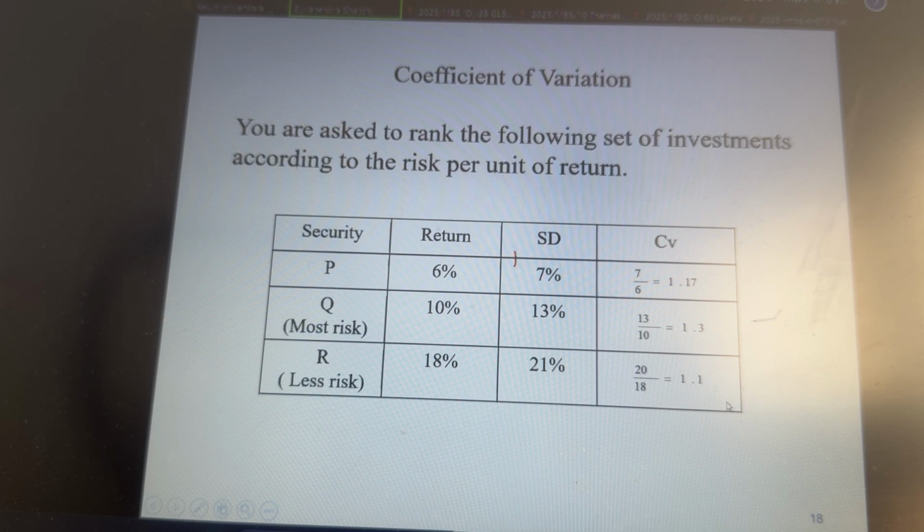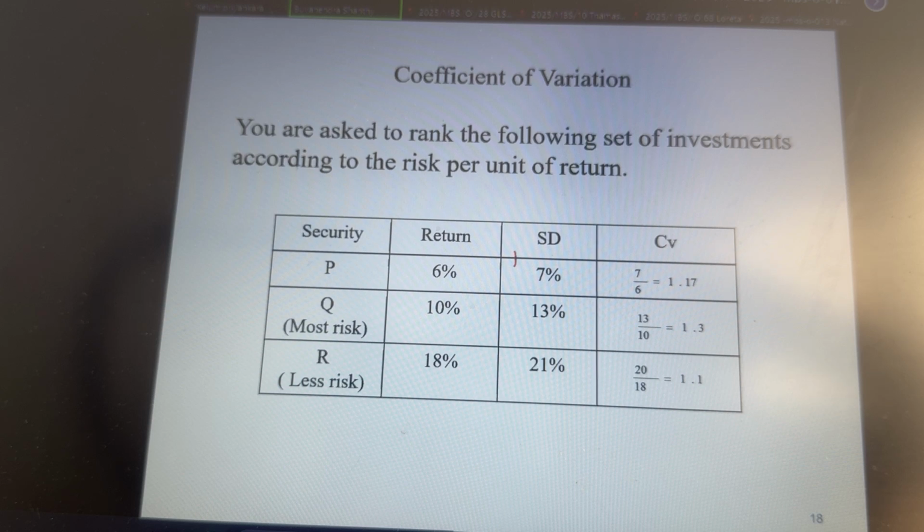Similarly, for R, 1.1. So now these values, based on the coefficient of variation, each show the risk per 1 unit of expected return of each security. Then we can come to the conclusion: this one has more risk comparatively, and this one has less risk. Asset Q has the higher risk here, R has less risk, since the coefficient of variation gives us the answer.